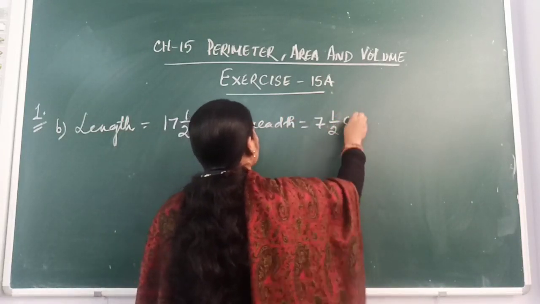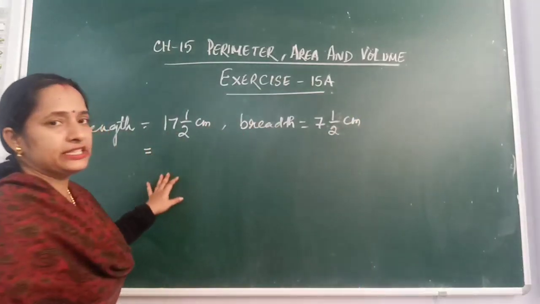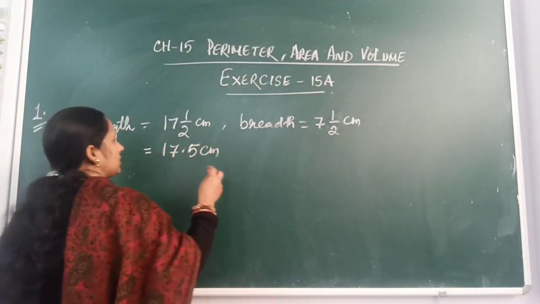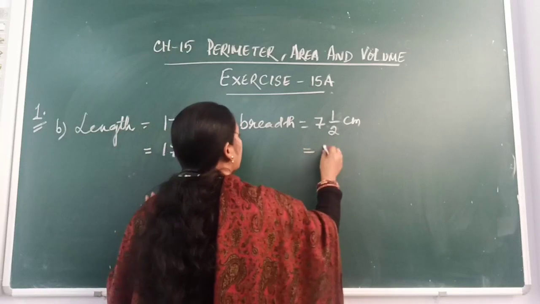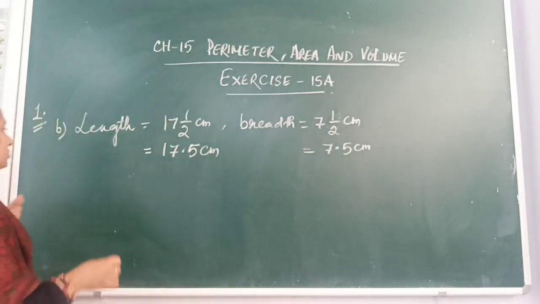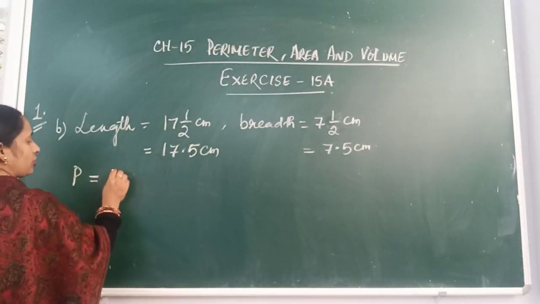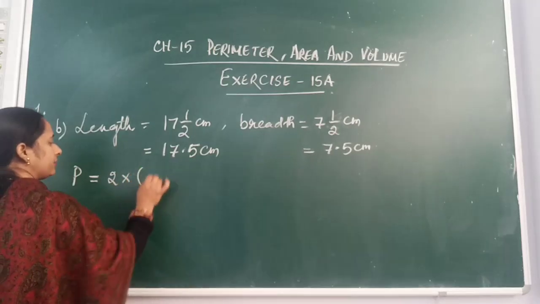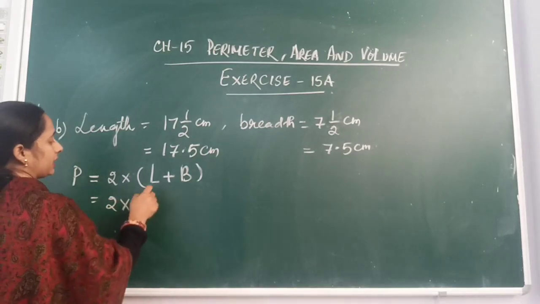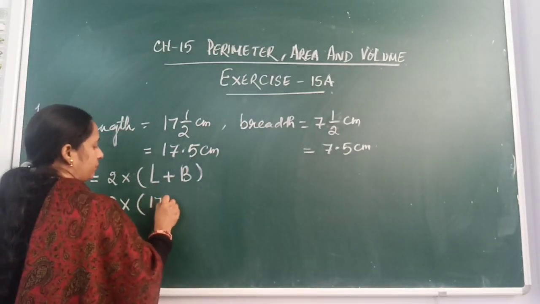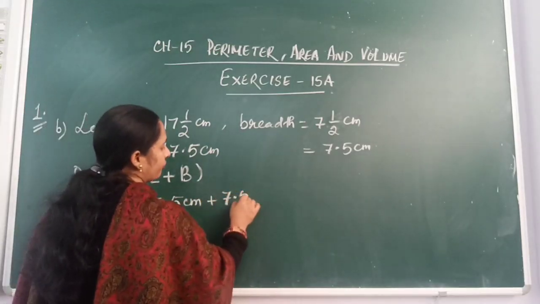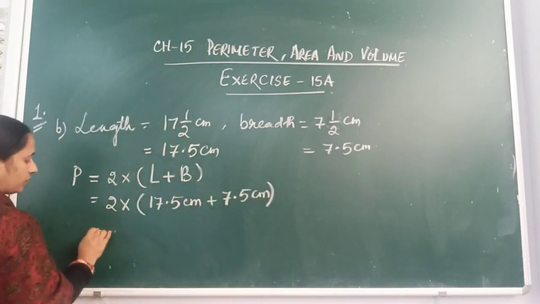Okay, so you can convert this into decimals also. 17 and half centimeter can also be written as 17.5 centimeter, whereas 7 and half centimeters can be written as 7.5 centimeters. Now write down the formula for perimeter. Perimeter of a rectangle is 2 multiplied by length plus breadth. Now this is 2 multiplied by length, which is 17.5 centimeter, plus breadth, which is 7.5 centimeters.